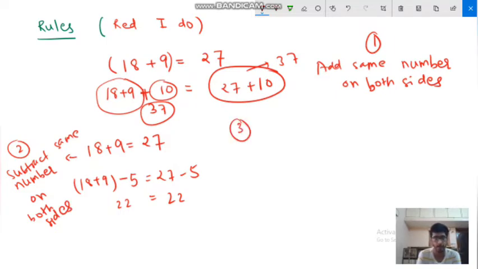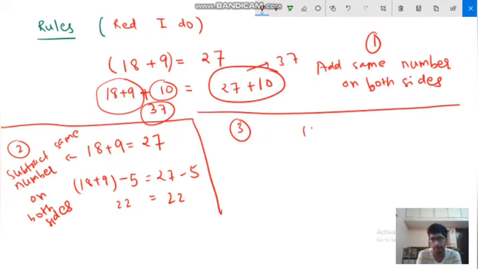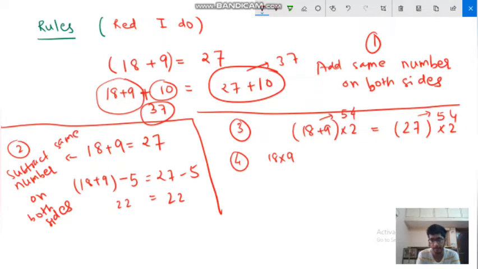Third rule, I will make a compartment like this. Taking the same example, if I multiply the same number on both the sides, the equation will remain the same. 27 multiplied by 2 is 54. Here also 27 multiplied by 2 is 54. Similarly, if I divide both sides of the equation by the same number, take for example, I am dividing it by, sorry, there was some mistake that I did.